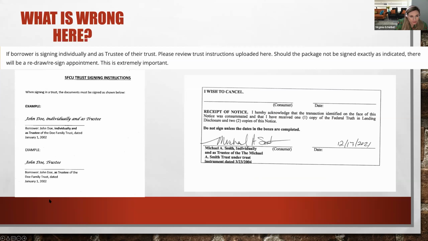What is wrong here? So you get on the order. This is a specific order. There's special instructions here at the top that say if the borrower is signing individually and as trustee of their trust, please review trust instructions uploaded here. Should the package not be signed exactly as indicated, there will be a redraw, re-sign appointment. This is extremely important. Here are those instructions. They were uploaded as a PDF. See the way they need to sign? What's the error? You see the signature page right there. Christy?